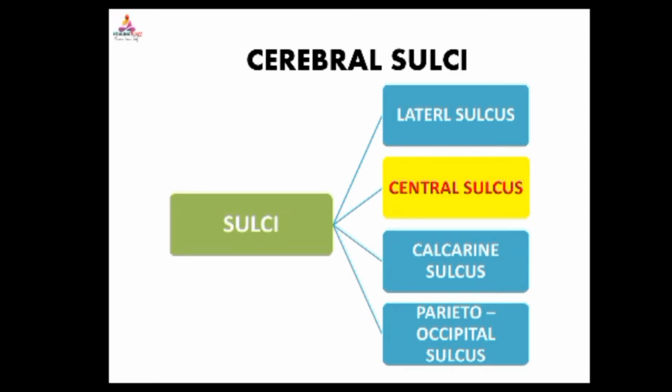Next sulcus is the central sulcus. The central sulcus begins by cutting the supromedial border of the hemisphere about 1 centimeter behind the midpoint between the frontal and occipital poles.